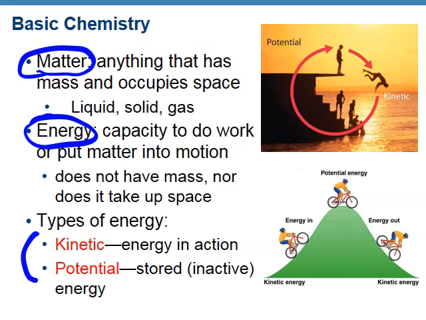For energy, energy is what we need to do work, to put matter in motion. So in order for me to move my arm or to move my mouth to make this video, I need energy to get these muscles to work and carry out the task that I'm asking it to do. So the two types of energy here, we have kinetic and we have potential. So kinetic is energy in action.